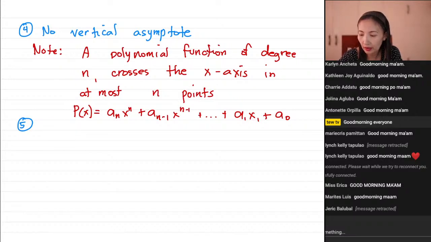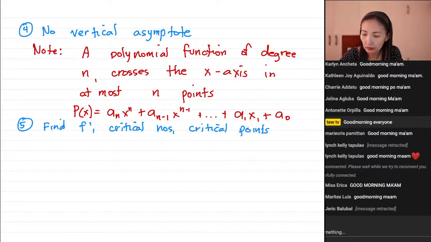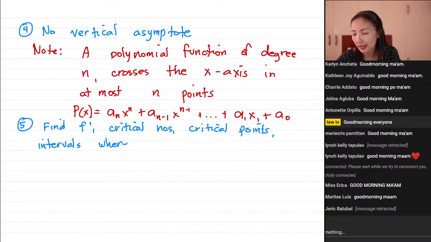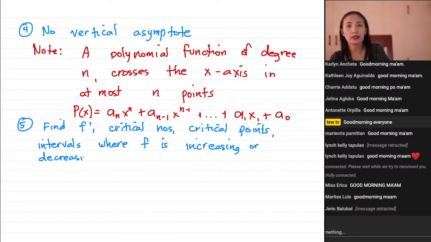Find f prime, critical numbers, critical points, okay, intervals where f is increasing or decreasing. Okay? Increasing or decreasing using the first derivative.